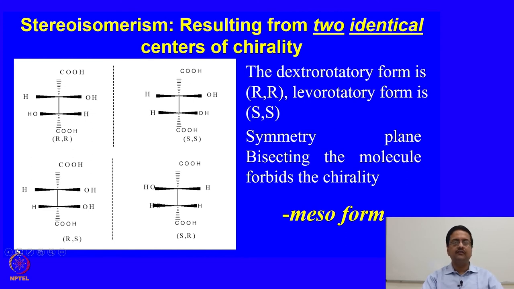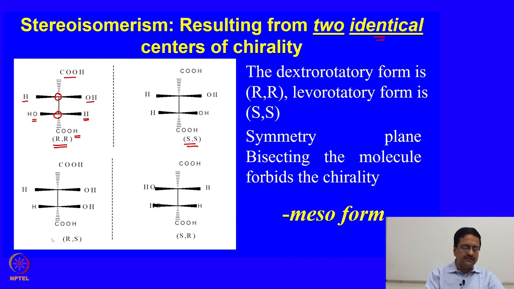Now, if we have a different molecule where we have two identical centers of chirality, when we say identical centers of chirality, it means that the groups associated with each of those chiral centers are the same. What we have here is carboxylic acid, OH and hydrogen associated with this carbon, and the second chiral center also has carboxylic acid, hydrogen and OH. So both chiral centers have the same set of groups. So we say two identical centers of chirality, and here we have RR and SS, the two centers designated as RR and SS.